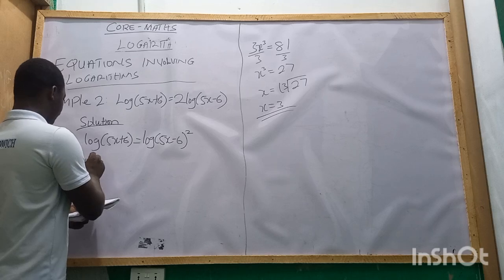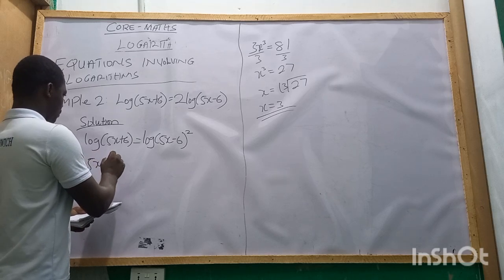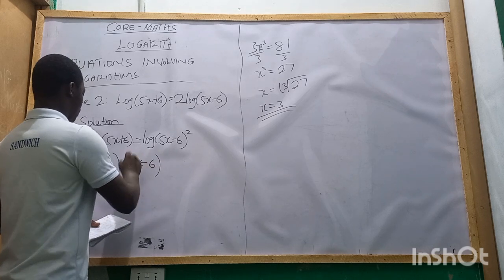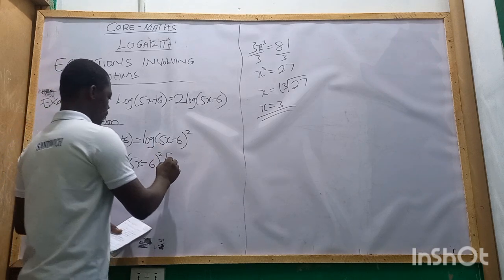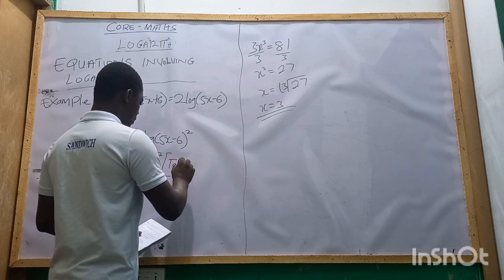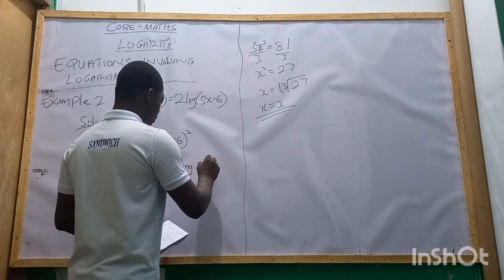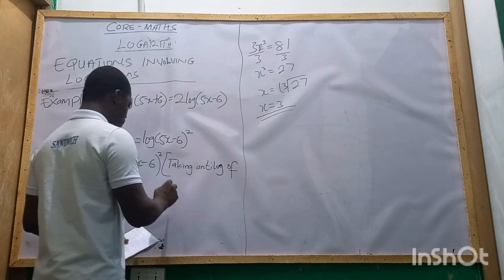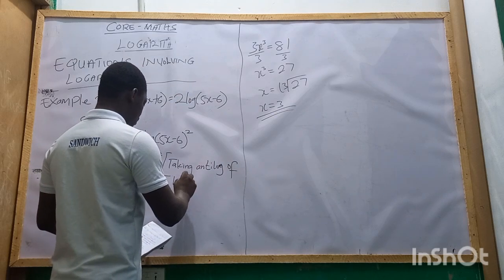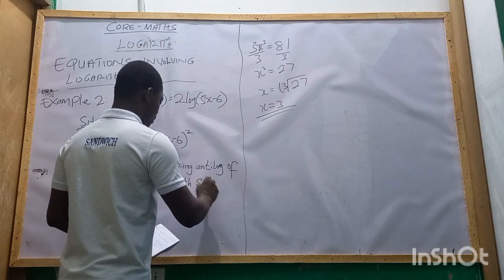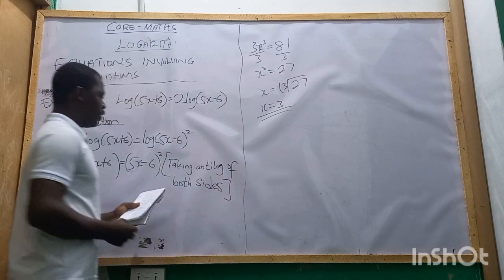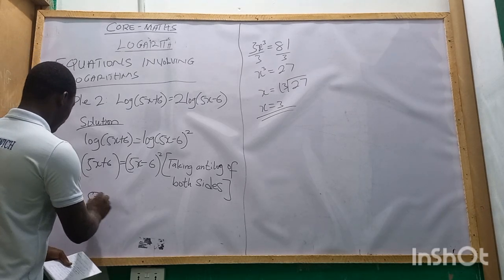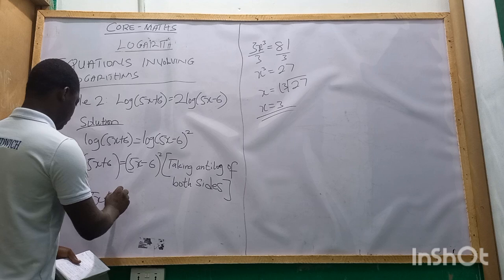So I've taken anti-log of both sides. So I now have 5x plus 6.